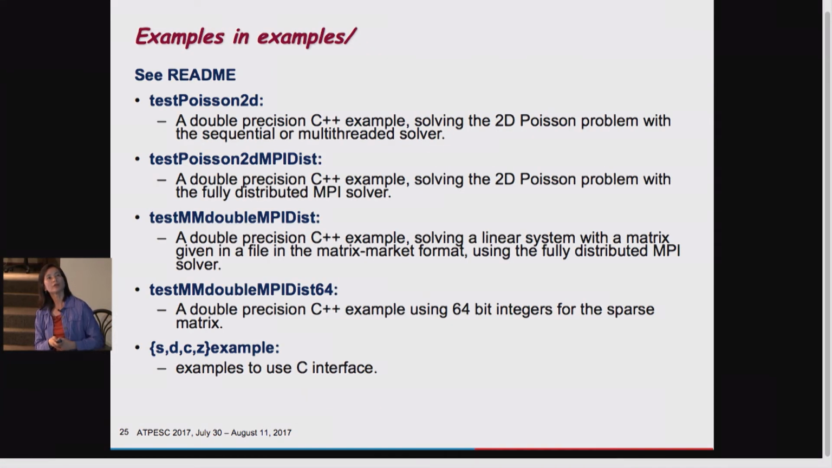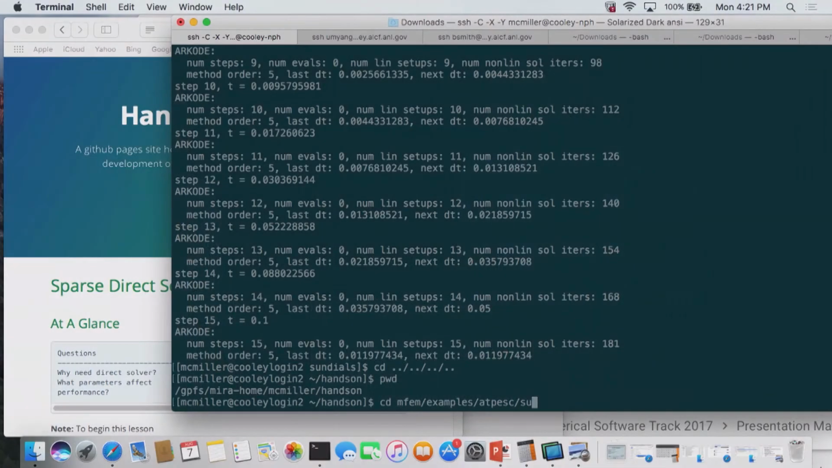So I think we'll move on to the hands-on. We're on the main lesson page, sparse direct solvers. And then go all the way up to the top level on the hands-on directory tree there. And then cd to MFEM. We're going to go back down: examples, app test, SuperLU.